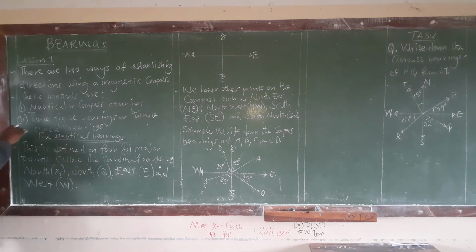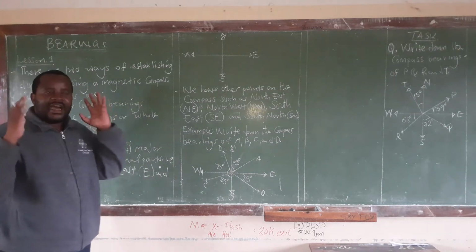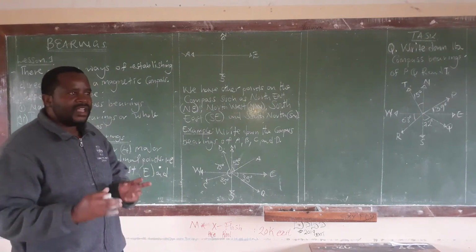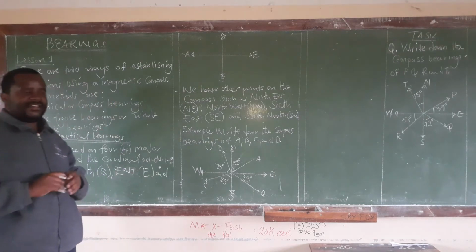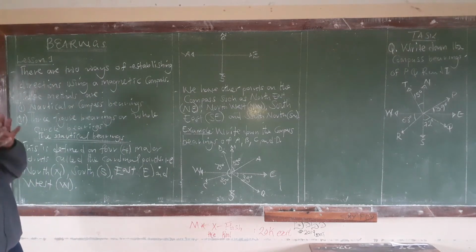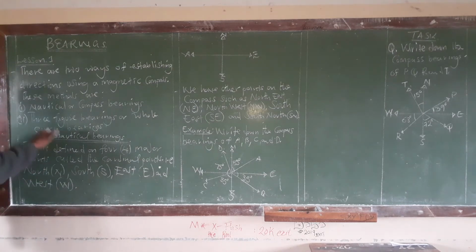The second one is what we are calling the three-finger bearings or the whole circle bearings. How many? Two methods of identifying directions using a compass. The nautical bearings as well as the three-finger bearings. Good. Now, in this presentation, I'll basically lay the foundations on the nautical bearings. What is nautical bearings? What is involved in nautical bearings?